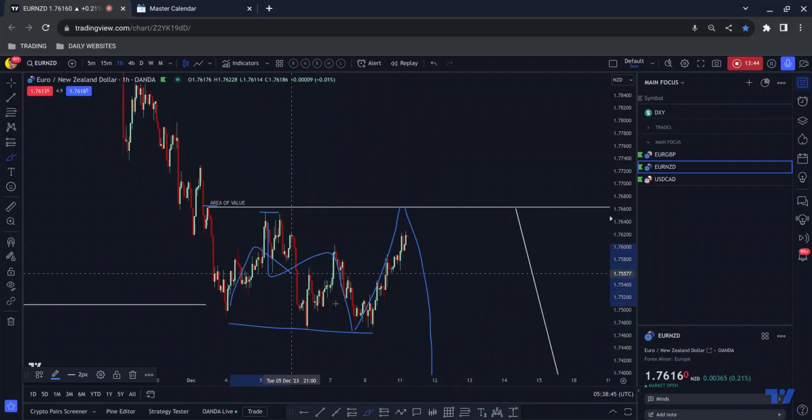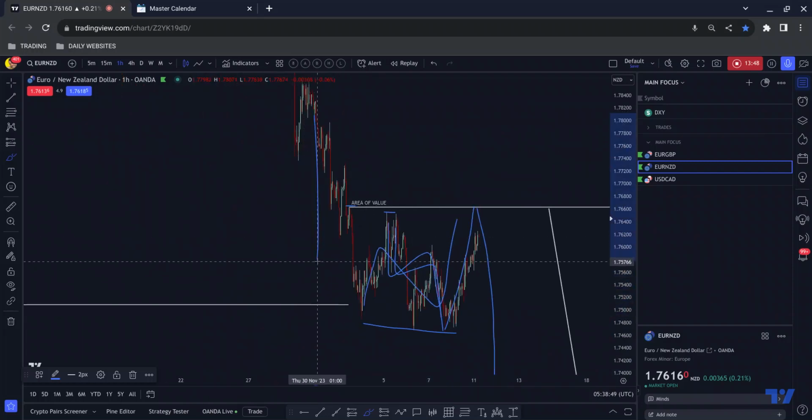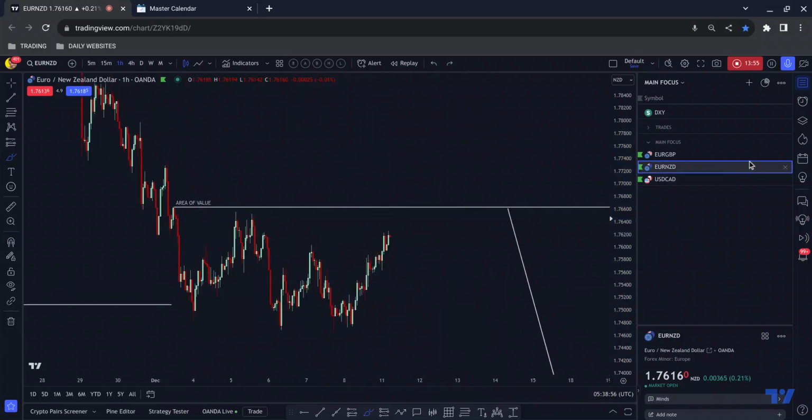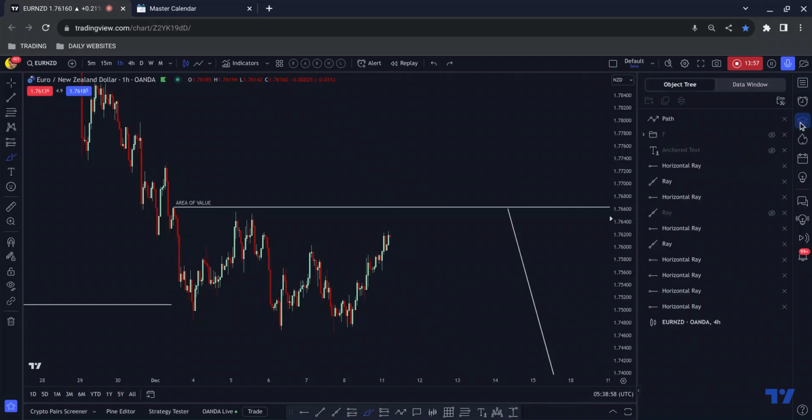Okay, so we have that 1, 2, 3 with a 1, 2, 3 middle section within this potential 1, 2, 3 wave to the downside. So with all of that in mind, what I'll be looking for today from this pair is what I was looking for with Euro Pound.